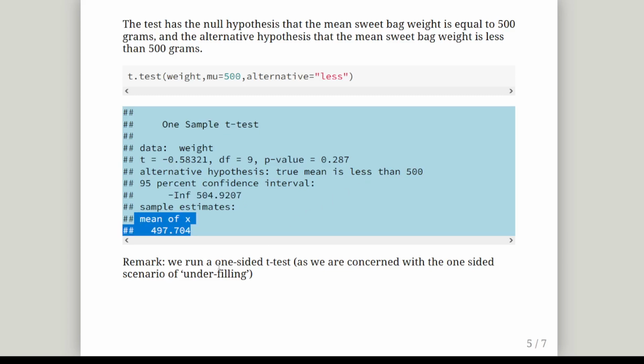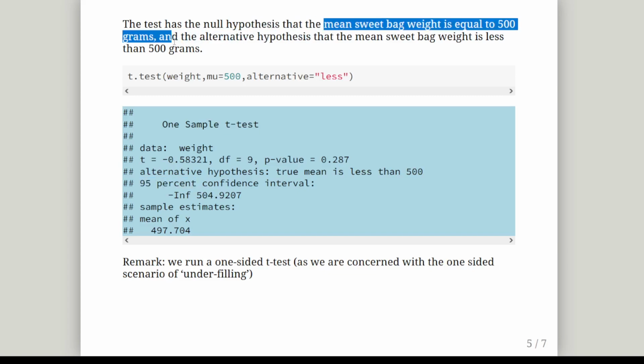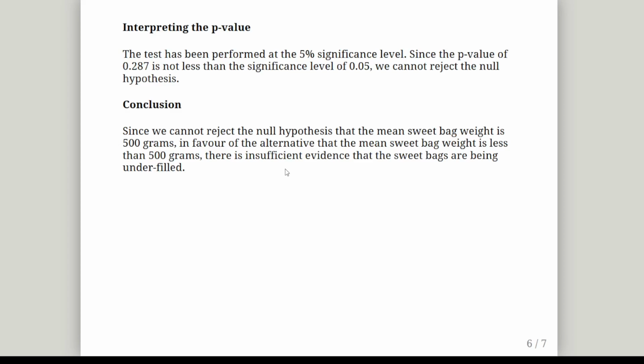So we are running a one-sided t-test, as I mentioned before. Essentially, this is what we're looking at here, the p-value. That's the key thing. Using this p-value at a 5% significance level, we fail to reject the null hypothesis that the sweet bag weight is equal to or possibly greater than 500 grams. There's not enough evidence here, so we cannot reject the null hypothesis.